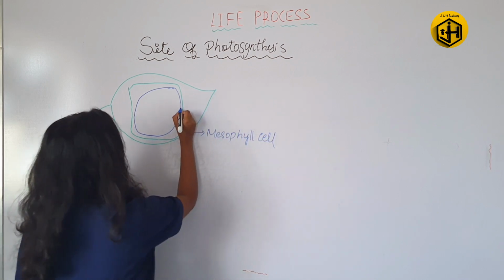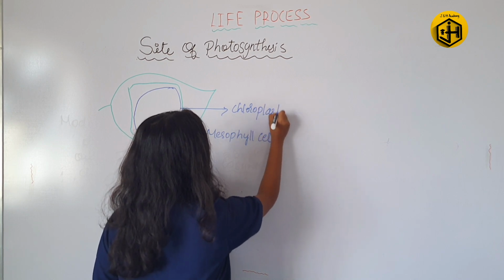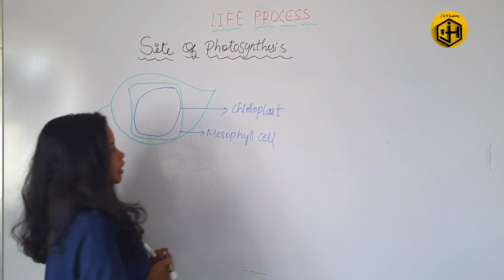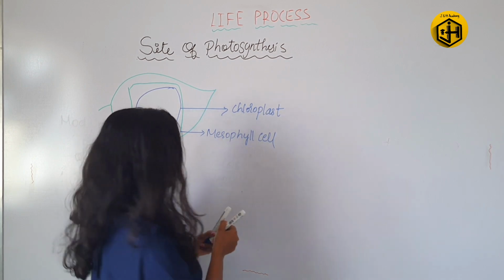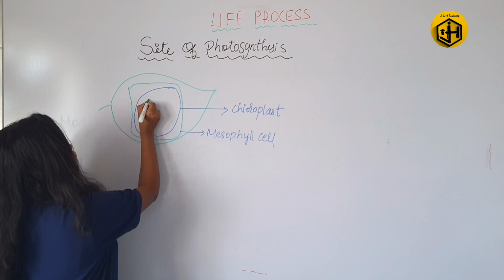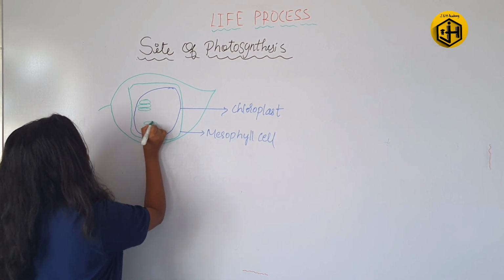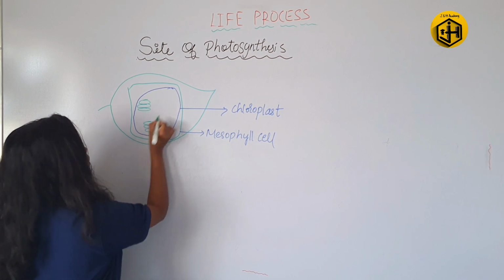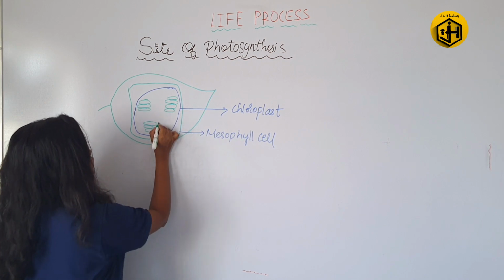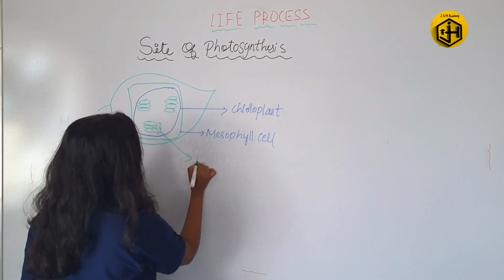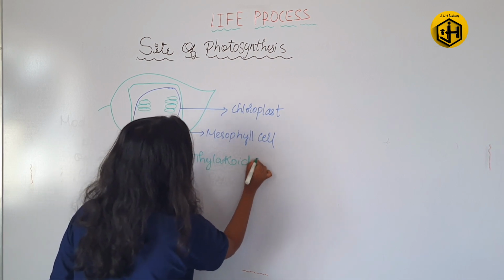So inside the mesophyll cell, what is there? Chloroplast. See, inside the chloroplast, what is there? Inside the chloroplast, there are several coin-like structures which are arranged one above the other, like this. These structures are called thylakoids.